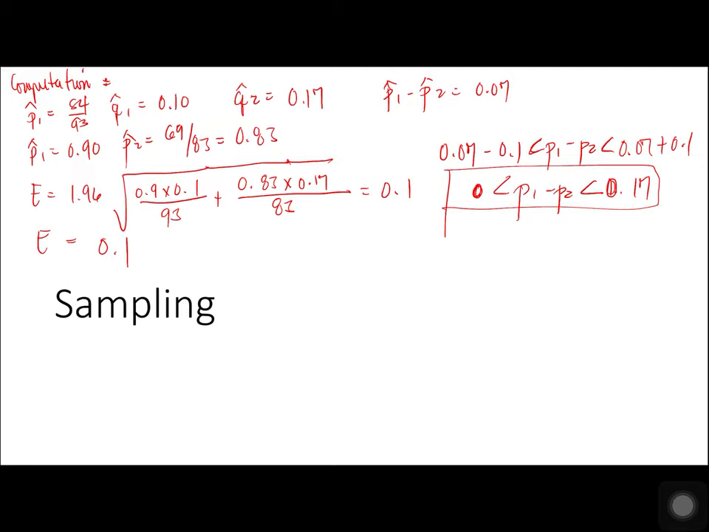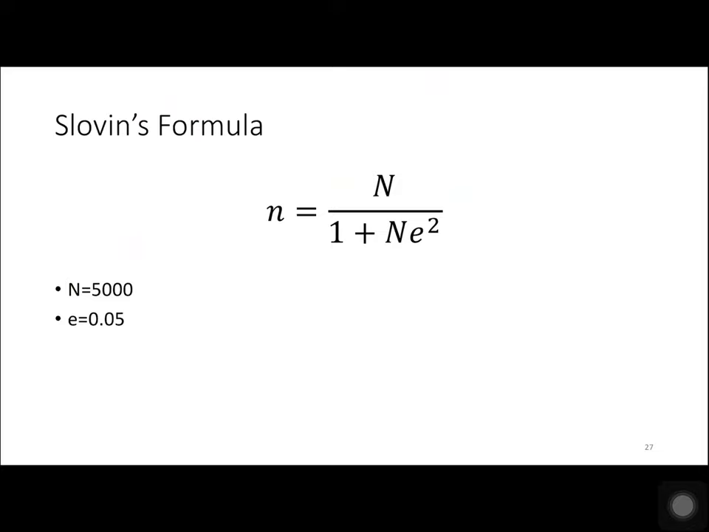Okay, so next is our sampling techniques. First is the most commonly used formula, Slovin's formula. We have n is equal to our population N divided by 1 plus N e squared. So let us say our N is 5,000 and our e is set as 0.05. What is our sample size?